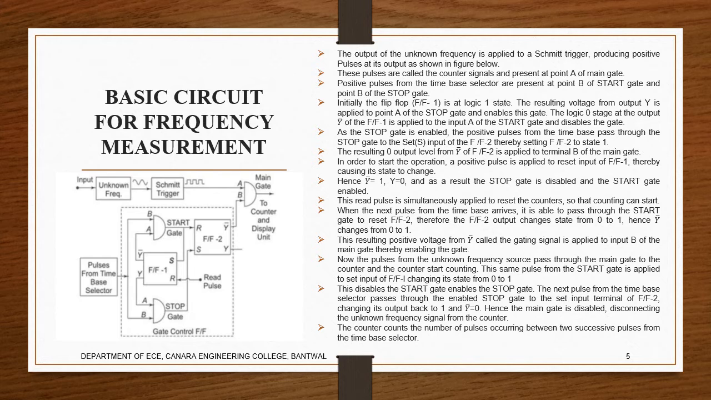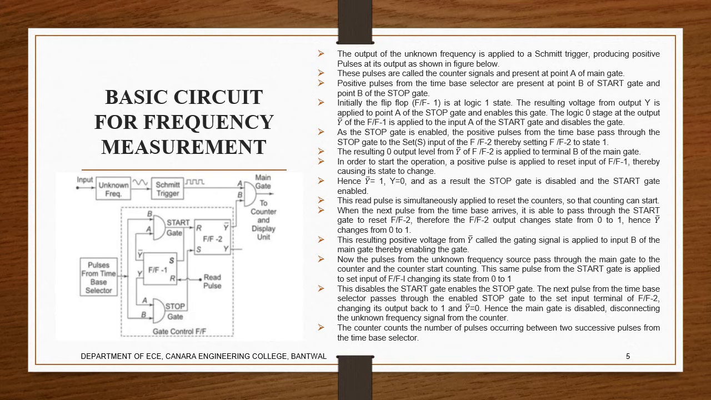Stop gate is enabled means it is setting S equal to 1. So flip-flop 2 is what is happening: Y is equal to 1, but Y bar is equal to 0. So that is supplied to the B input at the main gate, and that is given to the counter. Y bar is equal to 0, making it reset and start the counting.